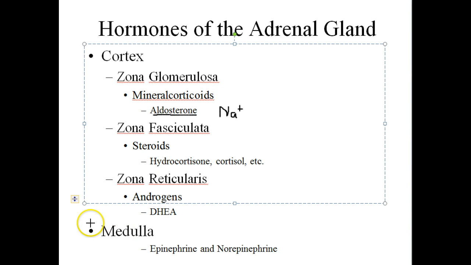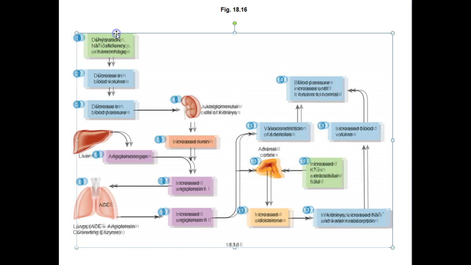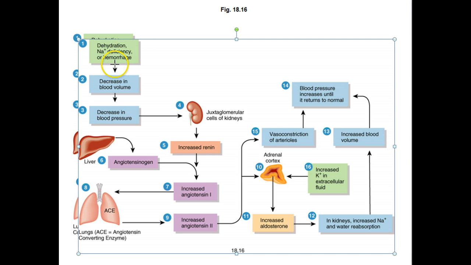So let me get to the next slide and explain how all of this works. The whole thing is called the renin angiotensin aldosterone pathway. So when you have a low blood pressure, and these are reasons here: if you have dehydration or sodium loss, hemorrhaging, you're bleeding, all of those things would cause a low blood volume.